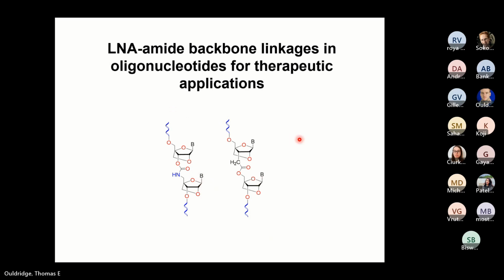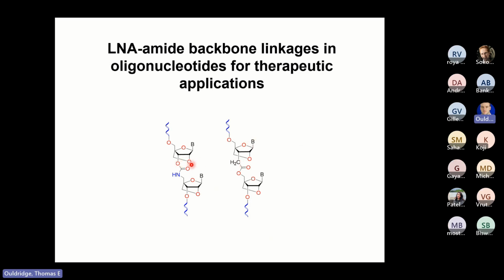So we wanted to also look at the amide. The difference between the carbamate and the amide is just a single atom, right? So this is the carbamate with an oxygen, and this is the amide with the CH2. So the question is, if you just swap the oxygen for a CH2, how does that affect duplex stability?